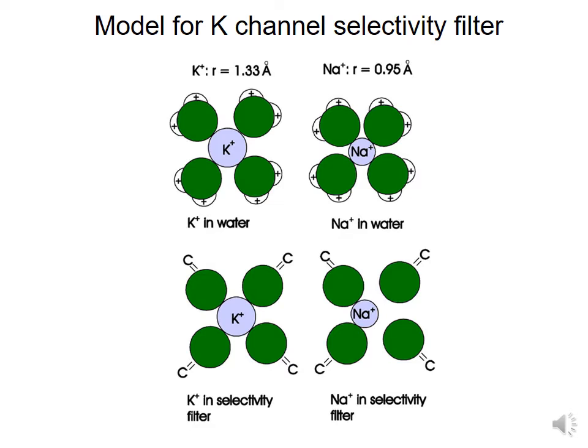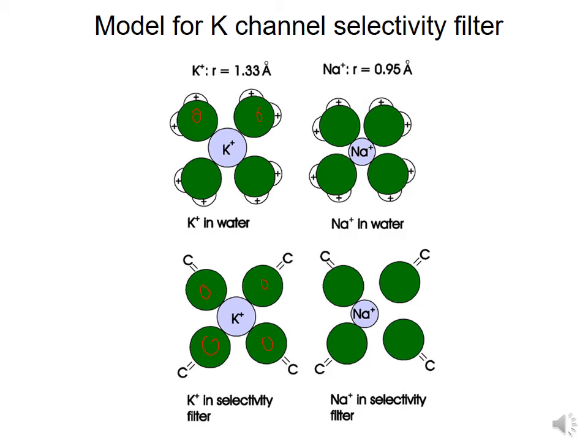So how would the selectivity filter work? We can think of the selectivity filter as a structural motif that will emulate hydration shells for potassium ions. In this model, the carbonyl oxygens in the bottom here from the amino acids lining the selectivity filter emulate the water oxygens in solution, allowing almost no loss of free energy when potassium ions traverse the selectivity filter.